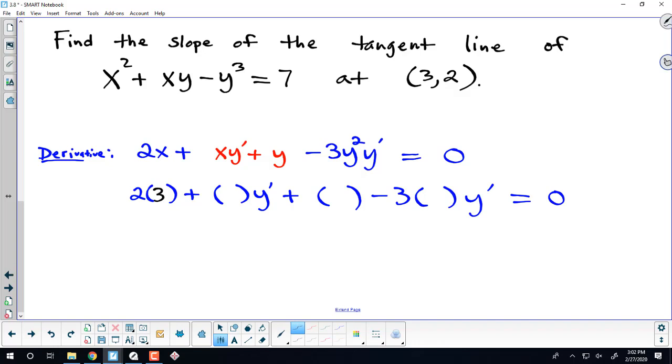I think you need a square still. Oh, square. Yeah? Okay. So x is 3. y is 2.